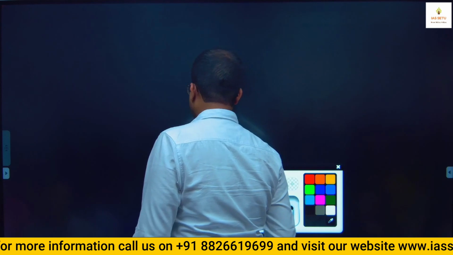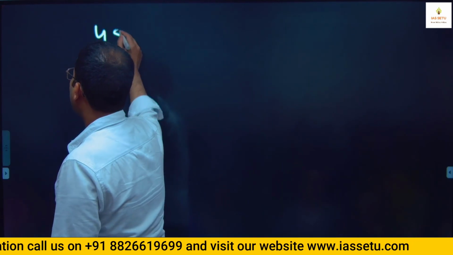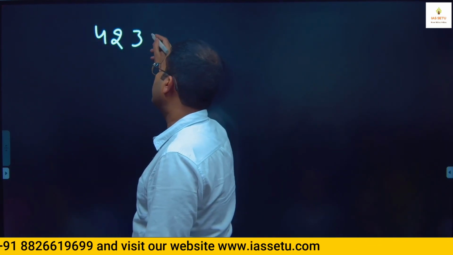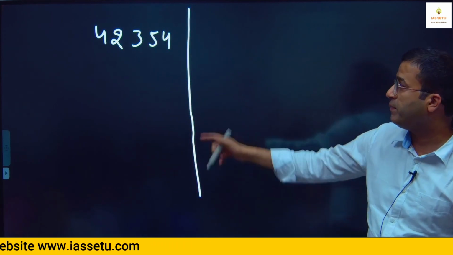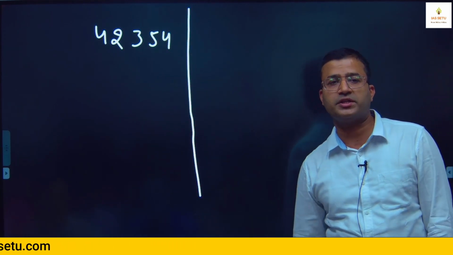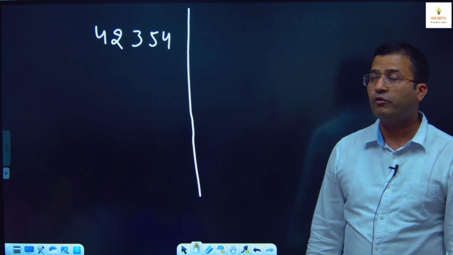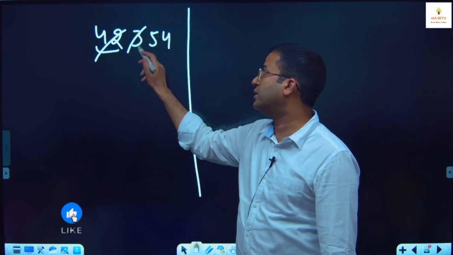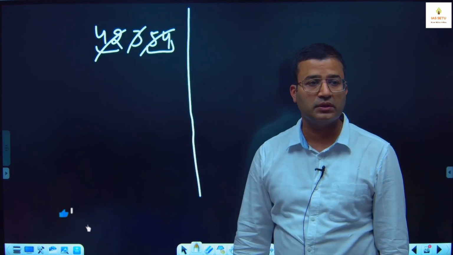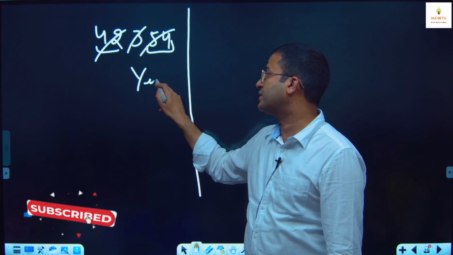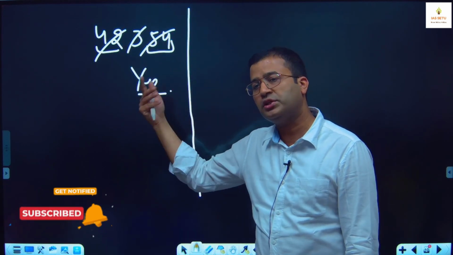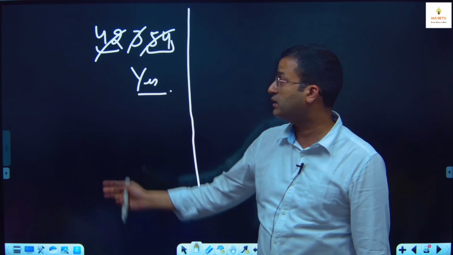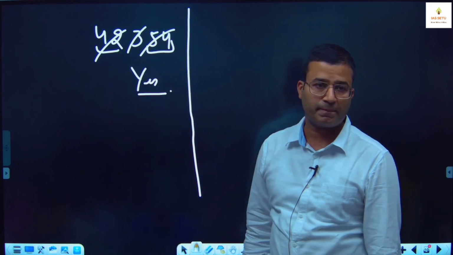Like for example, 42,354. Without using pen and paper, tell me, is this number divisible by 3, yes or no? 4 plus 2, 6, 3, 9. Done. Yes, this number is divisible by 3, because in this number you have 3 or a multiple of 3. It is directly visible: 6, 3, 9.